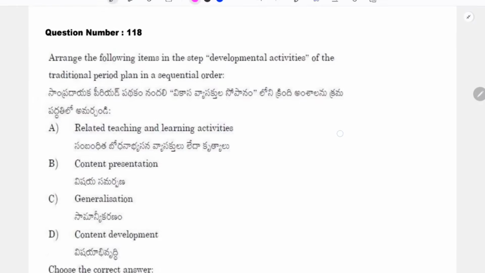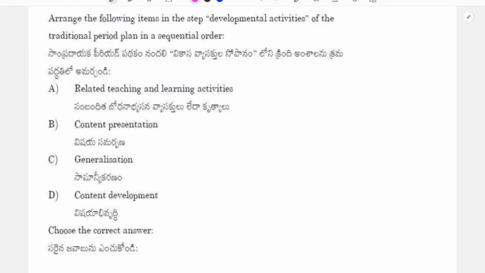Now next question. Arrange the following items in the steps of developmental activities. What are the steps of the traditional period plan in a sequential order? You have to arrange the order. Four things are given here: related teaching and learning activities, content presentation, generalization and content development.